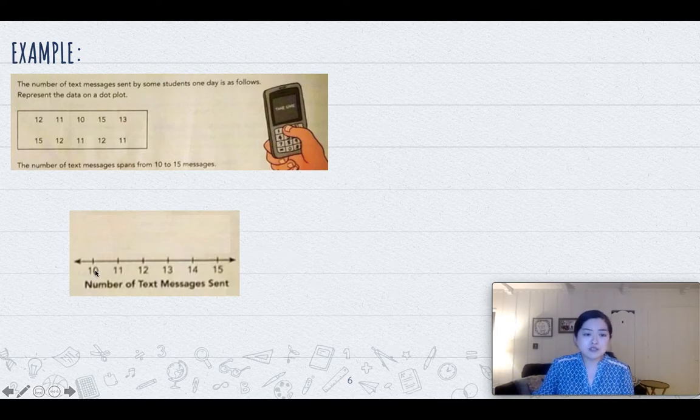Now, how many students sent 10 text messages? Only one, so you draw a dot above the 10. How many students sent 11? There's 1, 2, 3. Three students sent 11, so you draw 3 dots on top of 11. How many students sent 12? 1, 2, 3. Three students for 12. How about 13? 1. What about 14? There are no students who sent 14, so we leave that empty. What about 15? Just 1. So your dot plot should look like this.